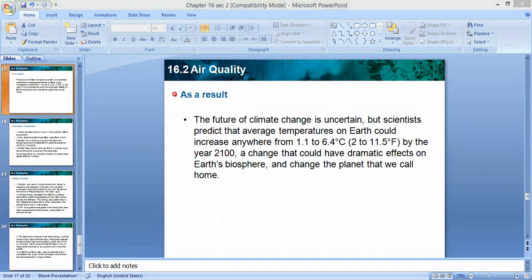Okay guys, now we know what global warming is. Global warming is not good. Why? Because if the Earth keeps increasing in temperature, this will affect many ecosystems and many living things, and it may cause disasters on the Earth.